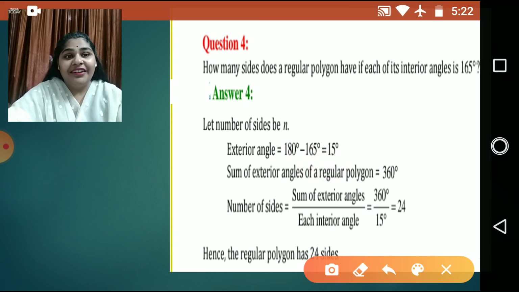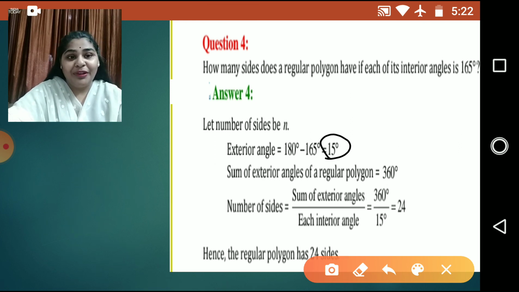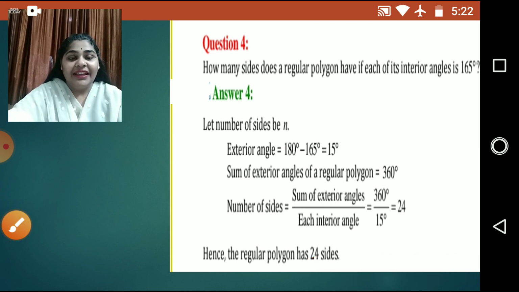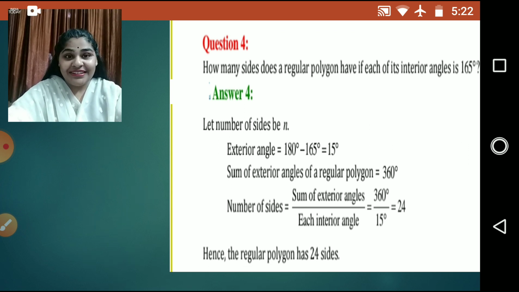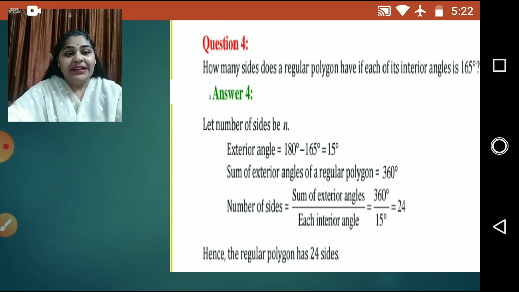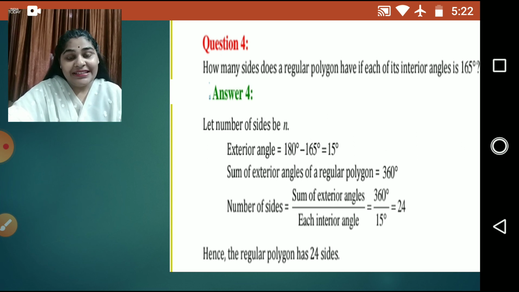Once we got our exterior angle, now we can use the formula, substitute the values and find the sides. That is number of sides is equal to 360 degrees upon exterior angle, that is 360 degrees upon 15 degrees, which is equal to 24. Hence the regular polygon has 24 sides. I hope you understood this one, children. So once again try at home. Definitely you will get the concept.